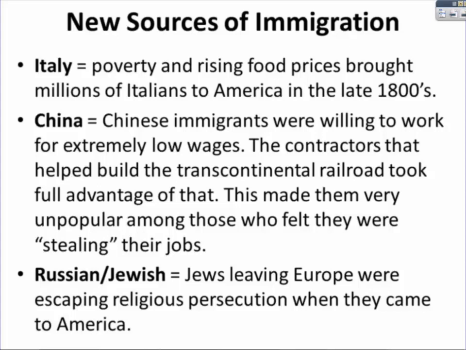China. Chinese immigrants were willing to work for extremely low wages. The contractors that helped build the Transcontinental Railroad took full advantage of this. This made them very unpopular among those who felt that they were stealing their jobs. There are many accounts in these time periods of Chinese immigrants being assaulted in major cities because of this view. Russian Jews left Europe mainly because they were escaping religious persecution.